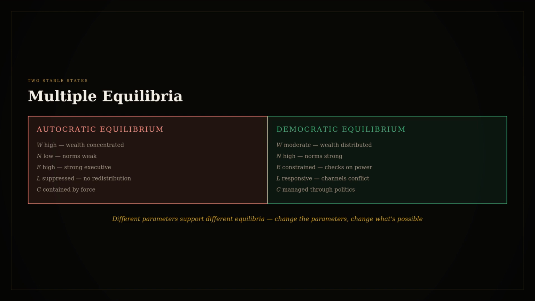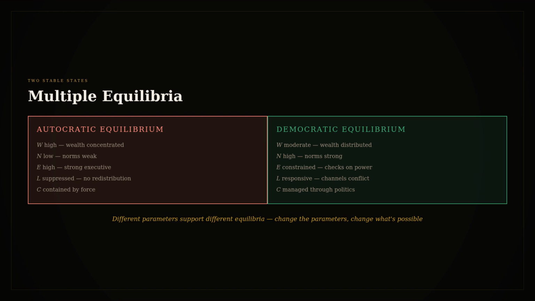Second, low W, high N, moderate L. Wealth is distributed. Norms are strong. Legislation responds to democratic pressure. This is the democratic equilibrium. Conflict is managed through legitimate political channels. No single actor dominates. Between these extremes lie other possibilities. Oligarchic equilibria, where a small elite captures both wealth and political power. Unstable transition zones where no arrangement can persist. And mixed regimes that combine elements.